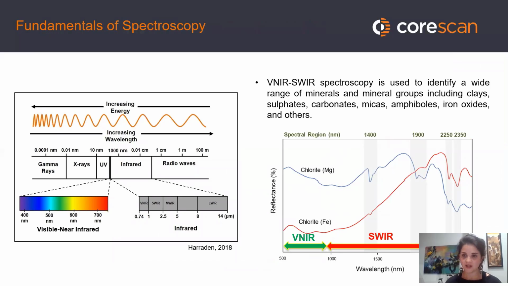Fundamentally, what are we doing here? What are spectroscopists doing, and how does our technology work? We're using a portion of the electromagnetic spectrum: the visible near-infrared through the shortwave infrared when we're talking about Corescan. What we're essentially looking at are these regions over here. This allows us to identify mineral groups such as clays, sulfates, carbonates, micas, amphiboles, iron oxides, and a whole slew of others.